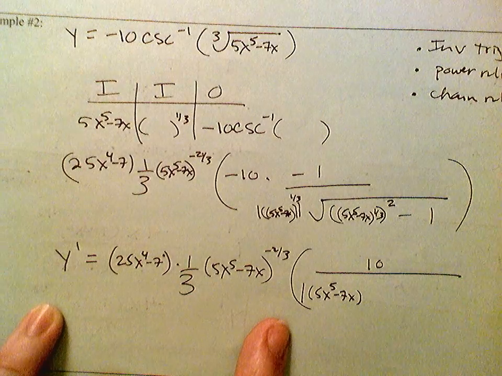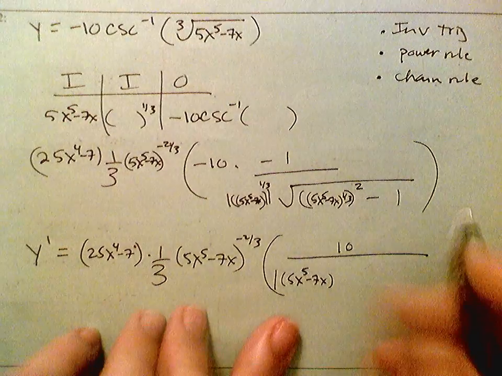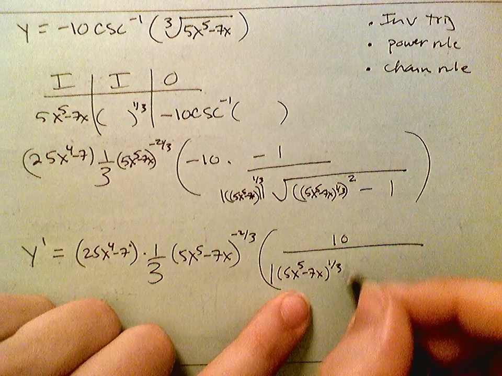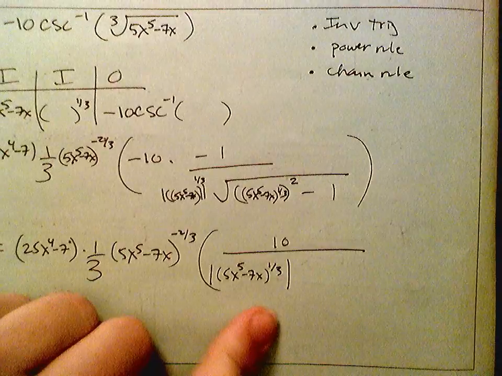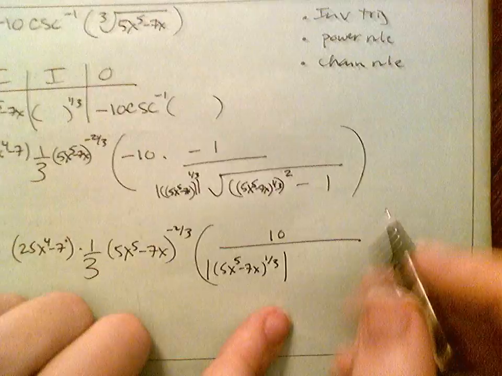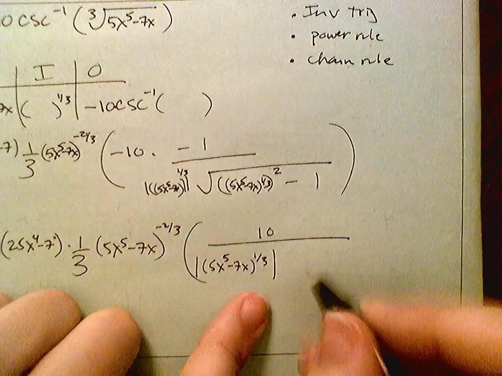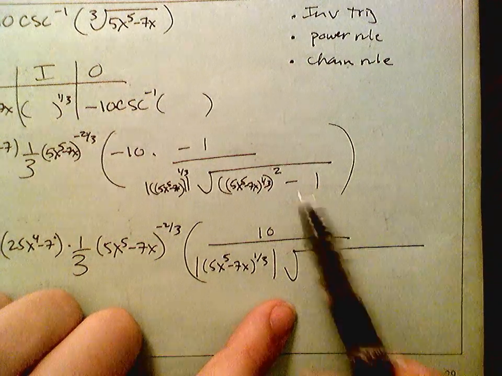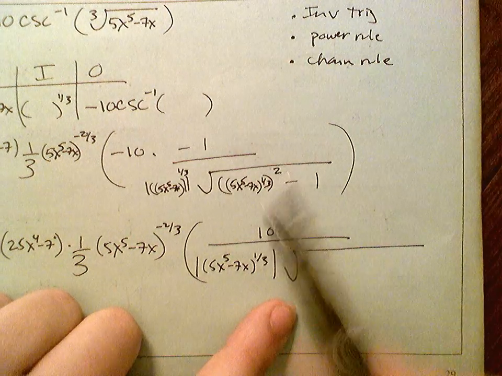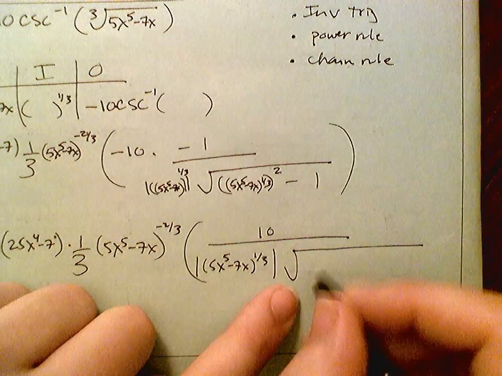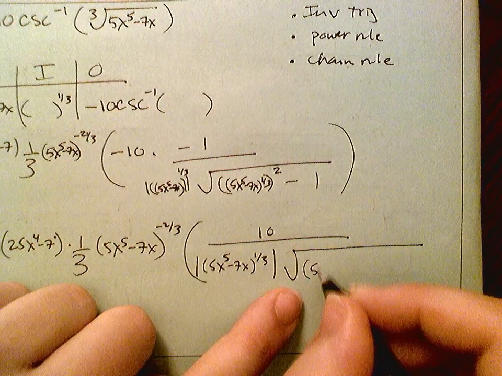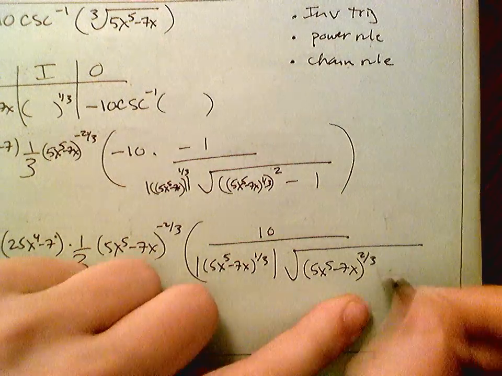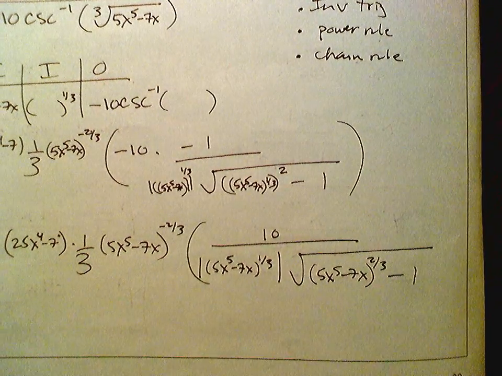Sorry. 5x to the 5th minus 7x to the 1/3. Close the absolute values. And then this is, I'll just change the 1/3 to the second to 2/3 so I don't have to use so many parentheses. And then this is 5x to the 5th minus 7x to the 2/3. If that doesn't make sense, guys, think about that.